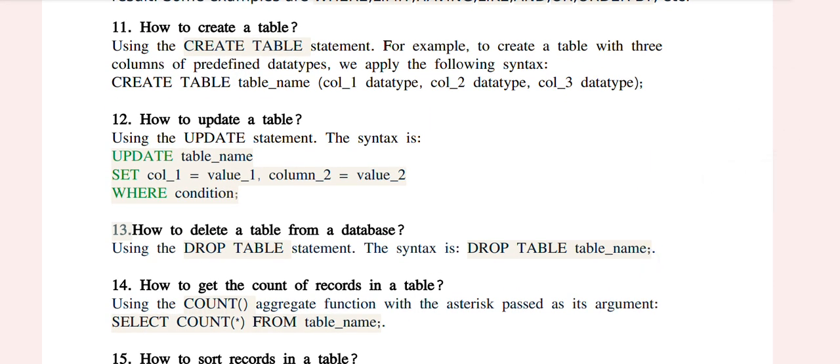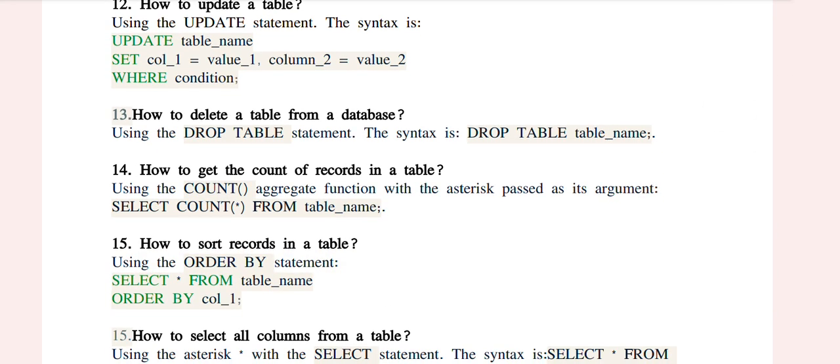How to update a table? Here we use the update statement: update the table name, set column name equal to value, column 2 equal to value, where condition. Where you mean you want to affect which rows, you give the condition through the where clause.